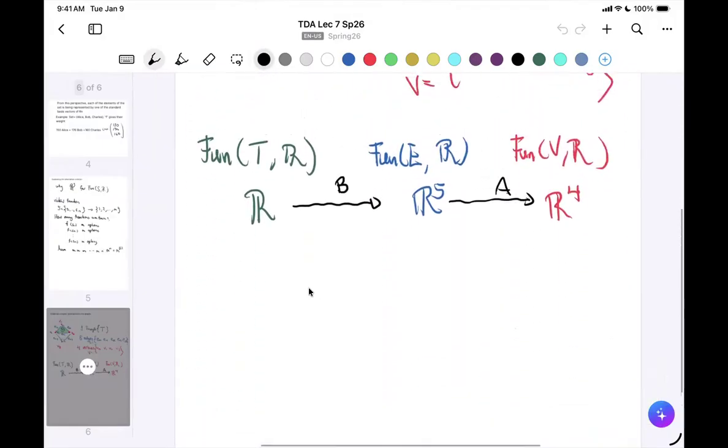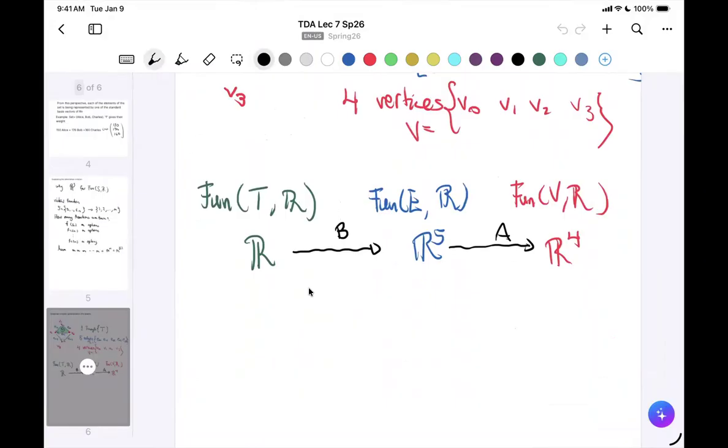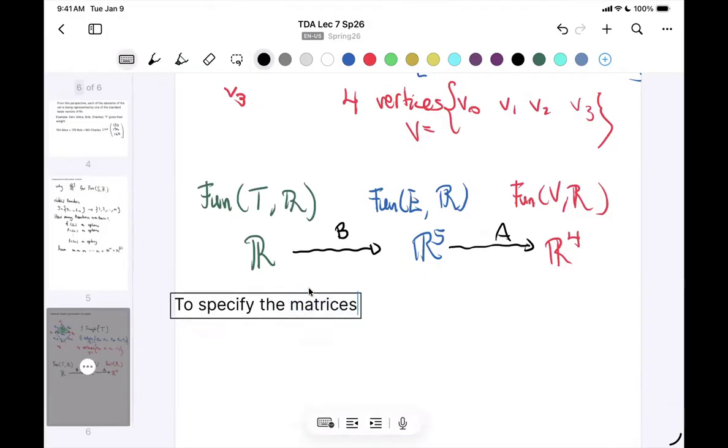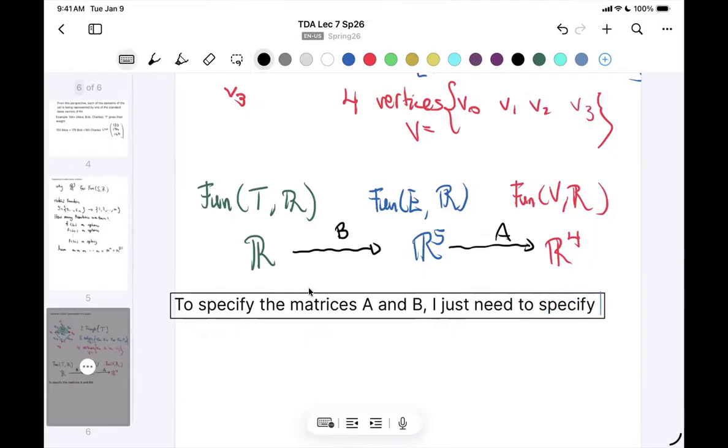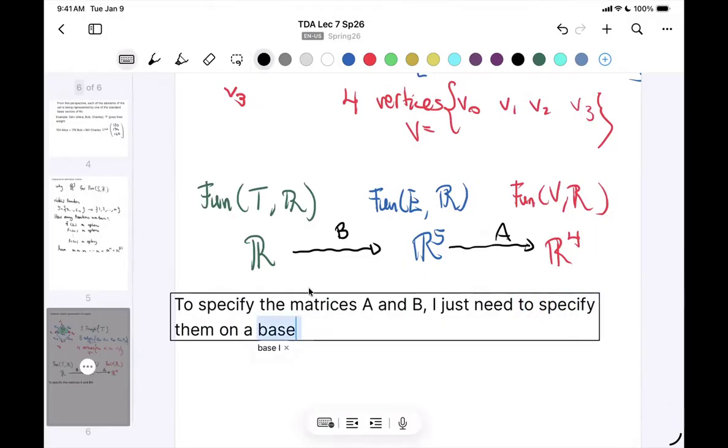Now, here's something useful about a matrix, because it's a linear transformation. If you want to define a matrix, you just have to define it on a basis. That's the beauty of a linear transformation, and that's why it's useful to think of a matrix as a linear transformation. So to specify a matrix, I just have to tell you what I want to do on a basis for that vector space, and that determines completely the matrix. So to specify the matrices A and B, I just need to specify them on a basis for the vector spaces.